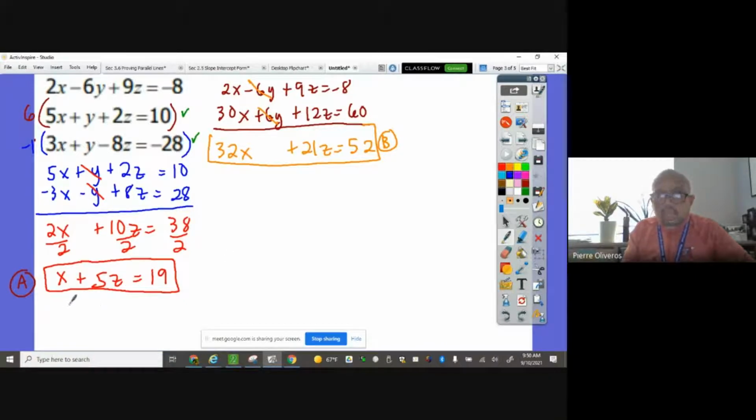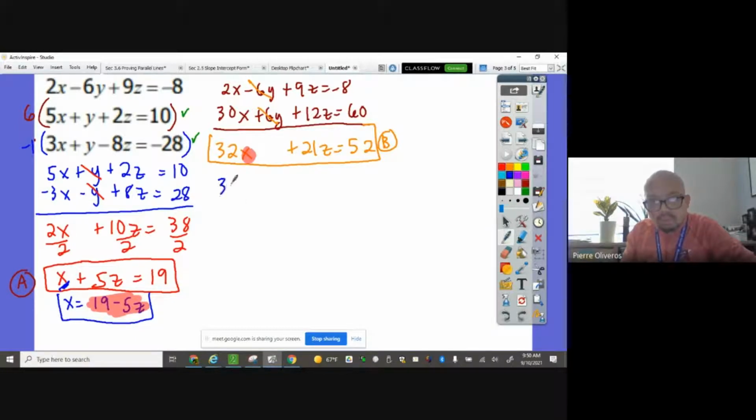I can try to do the elimination method or substitution. It really depends on the problem. It's not going to hurt anything, whichever you're more comfortable doing. And with the problem that I have here, I choose to solve it by substitution. So I'm going to isolate the x here. X equals 19 minus 5z. So I'm going to plug in the 19 minus 5z right here on this x.